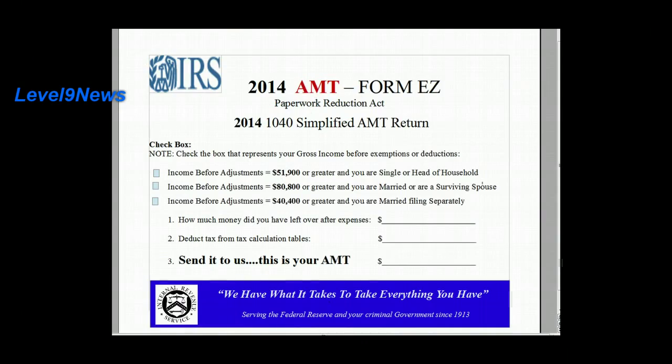No worries though, the IRS is looking to come out with a new 2014 AMT Form EZ. They've simplified the form and streamlined it. So you just check the box that best represents your income and filing status. Fill in how much money you had left over after expenses. Deduct from that your tax owed by the tax calculation tables. And on line three, just send them the rest. Remember, they've been serving the Federal Reserve and your criminal government since 1913.